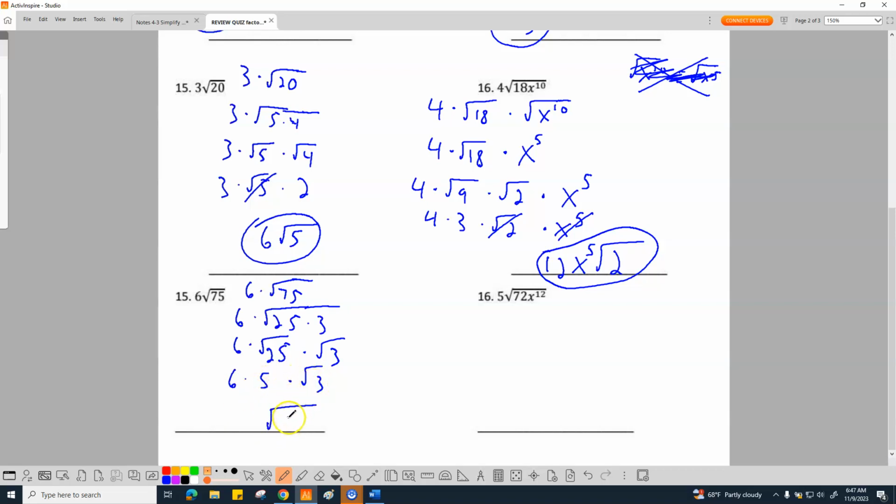What do I need to do now? I'm going to put that 3 inside there. What's on the outside of my house? 6 times 5, which is 30. Done. All right, let's go ahead and do number 16, and this is the last one.